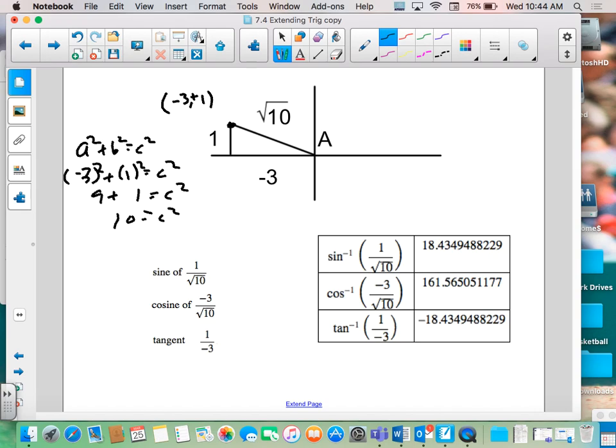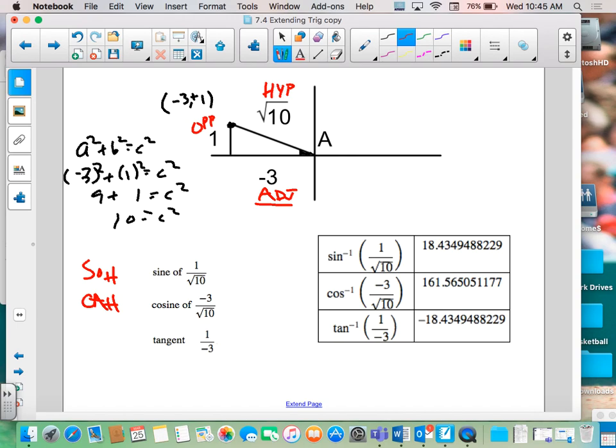Okay? Now, if this is my reference angle right here by the origin, I would label the sides like this. This would be opposite. This is obviously the hypotenuse. And this is adjacent. So if we do SOHCAHTOA, look at the values you get. Sine is going to be opposite, 1 over the square root of 10. Cosine is going to be adjacent, -3 over the square root of 10. Here's your adjacent, here's your hypotenuse. And tangent would be opposite over adjacent, 1 over -3 or -1/3.